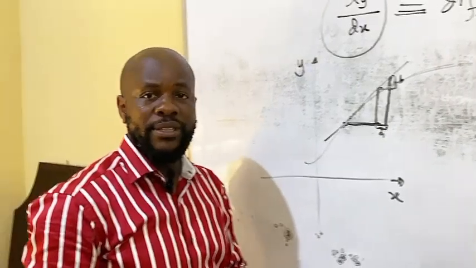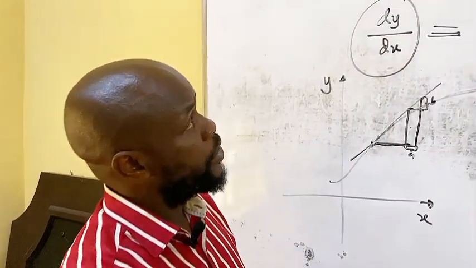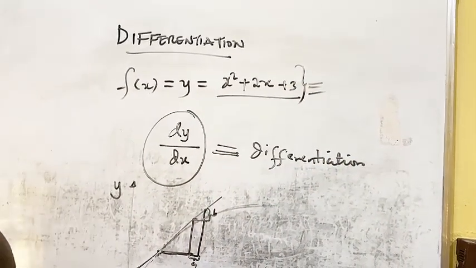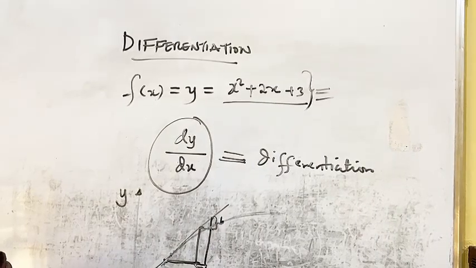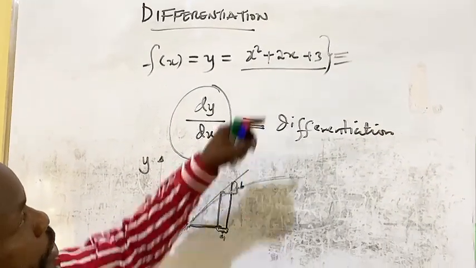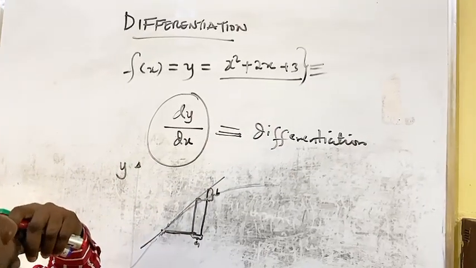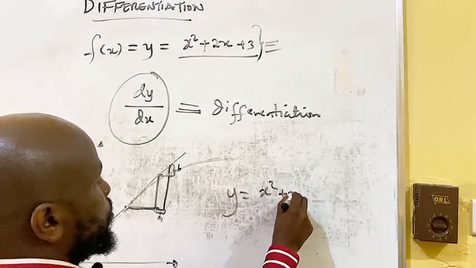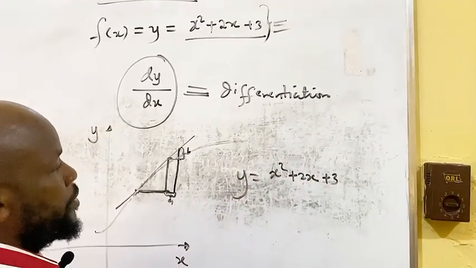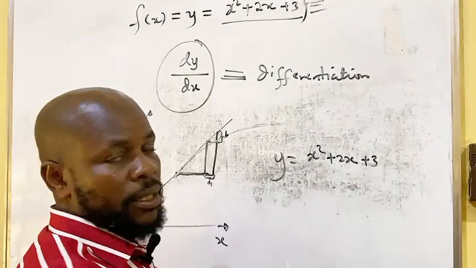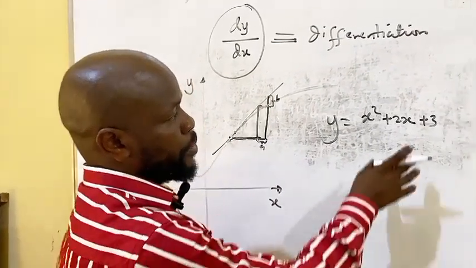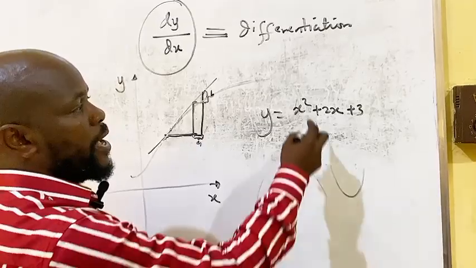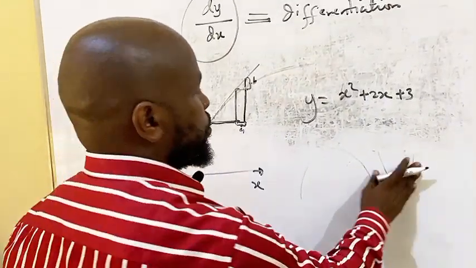We have different ways of tackling differentiation. If we have a polynomial of this particular nature, we can use the standard approach of differentiation to obtain the derivative of this function. If we have this function y equals x squared plus 2x plus 3, of course, this is quadratic in nature. If we plot this line, it will give us a curve, because the highest power here is 2.